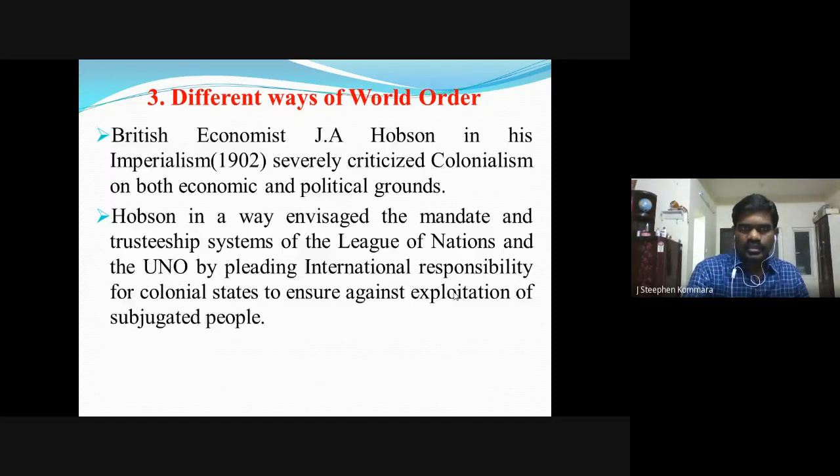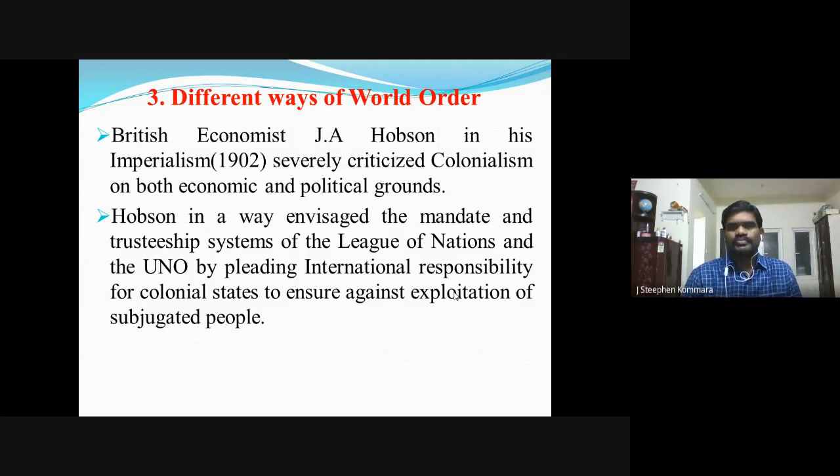Okay, and the British economist J. Hobson, in his Imperialism, సామ్రాజ్యవాదం గురించి, British economist J. Hobson says he severely criticized colonialism on both economic and political grounds. So Hobson strongly criticized colonialism on both economic and political grounds.